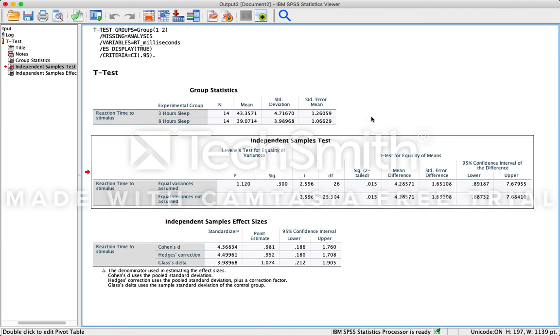So the takeaway from this result page is that our study shows that those who got 8 hours of sleep had a faster reaction time than those who got only 3 hours of sleep.